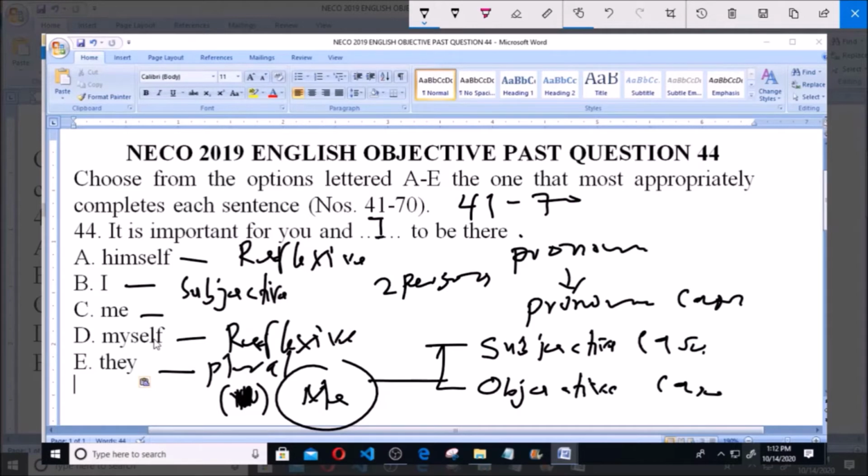A subjective form of pronoun. So you can rewrite this statement that it is important for I and you to be there. It is important for you and I to be there. So B is the correct option. So option B is correct.